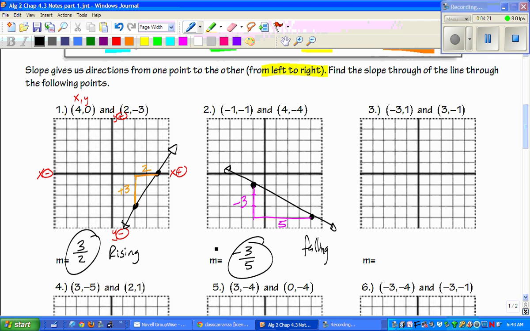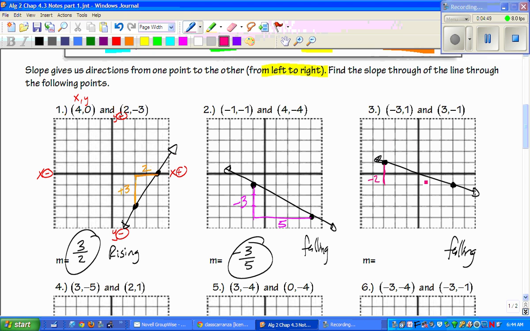Let's look at the next one. Negative 3, positive 1, and positive 3, negative 1. Draw your line. And let's count the slope. First off, rising or falling? Hopefully you're saying falling because it's going down, which means we're going to have a negative slope.